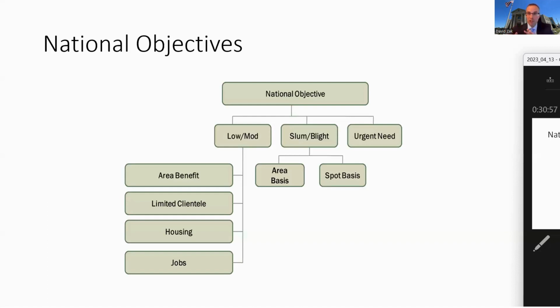So those are the national objectives. Again, any project we do in Crawford County that's going to be eligible for CDBG, Community Development Block Grant money, has to check either the low and moderate income box or the slum and blight box, because there really isn't any urgent need as defined by the feds right now. Okay, let's go on to the next slide.